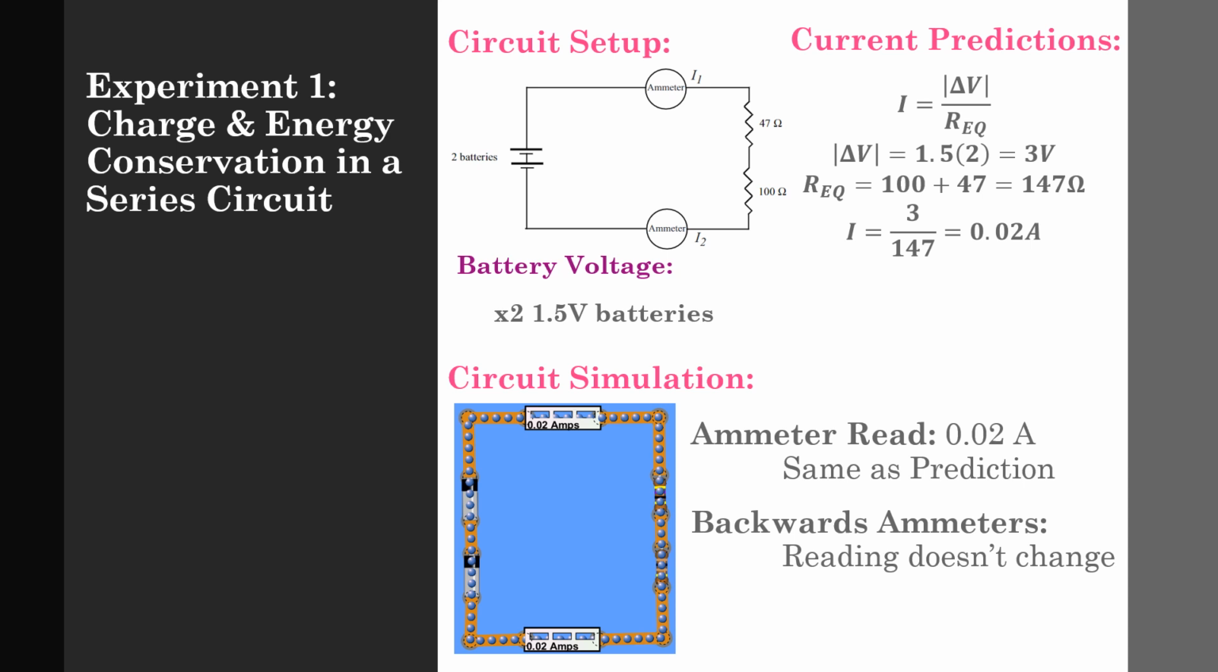Our first experiment in this lab was to observe charge and energy conservation in a series circuit. For this circuit, we set up two 1.5 volt batteries, two ammeters, one 47 ohm resistor, one 100 ohm resistor, all in a series circuit. Then I predicted what the current would be flowing through ammeter 1 and 2, and these calculations are on the right, and I found that to be 0.02 amps. I created a current simulation for this series circuit and found that the ammeter read 0.02 amps, which is the same as my prediction. And when you place ammeters in a backwards direction, the reading does not change.